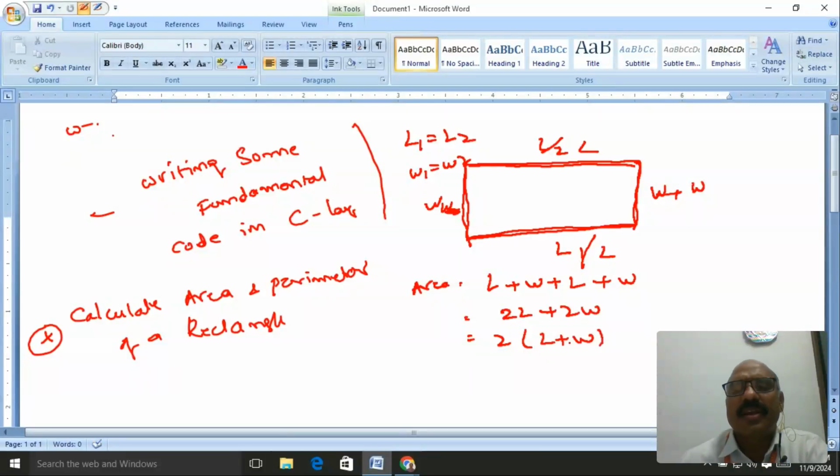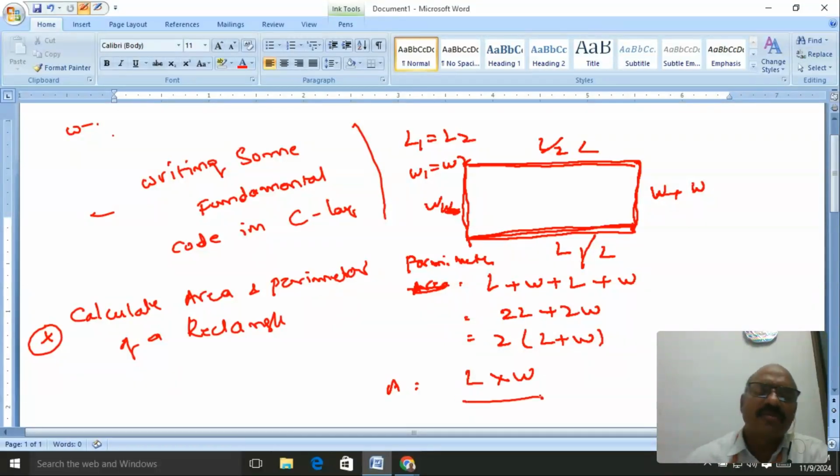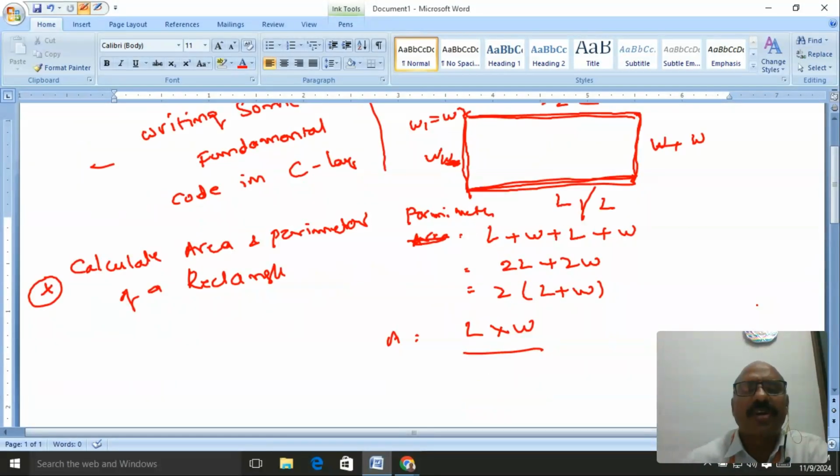So this is the perimeter of the rectangle, not area, sorry, I am making a mistake. Perimeter of the rectangle. What is the area? We know that area is the length into width. So L into W.